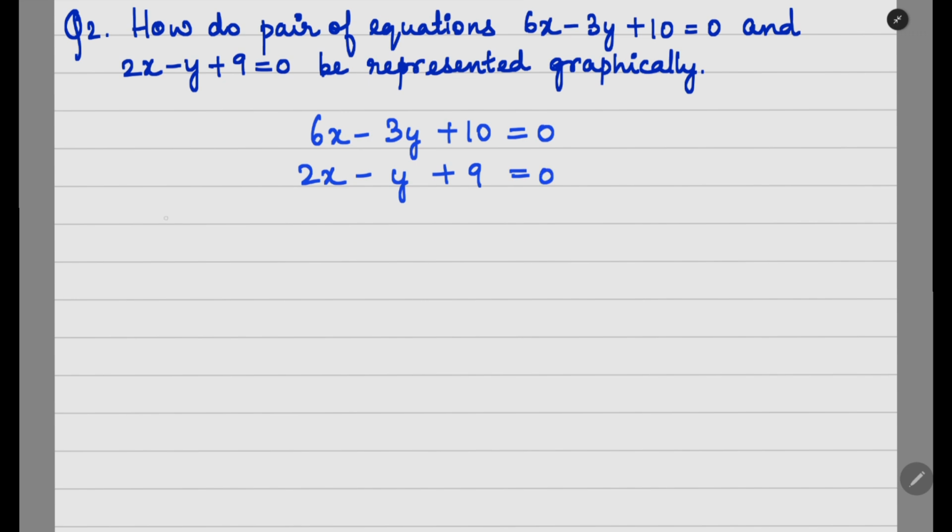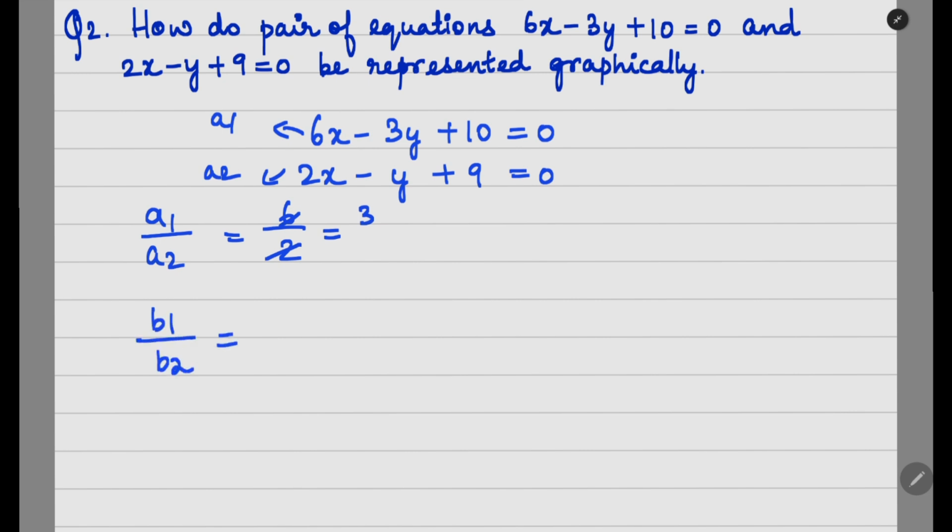Let us quickly write what a1, a2 are. This is a1 and this is a2. So a1 by a2 is nothing but 6 by 2, which is 3 by 1. Now let's write what b1 by b2 is. What is b1? The coefficient of y in both equations. So it is minus 3 by minus 1, which is also equal to 3. Let us write c1 by c2. What is c1 by c2? 10 by 9. These are the constants. This is c1 and this is c2.